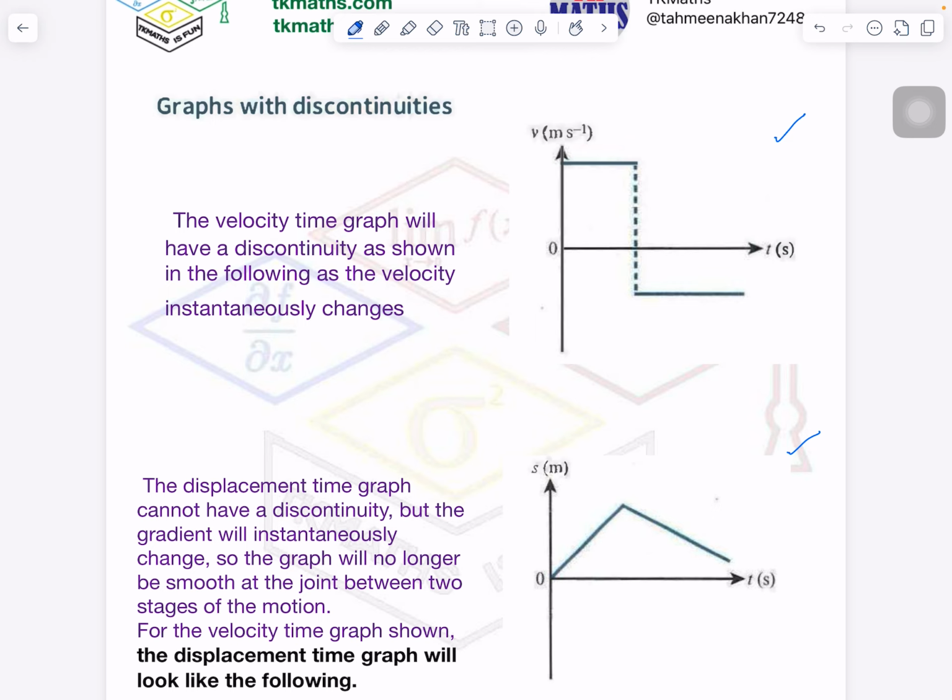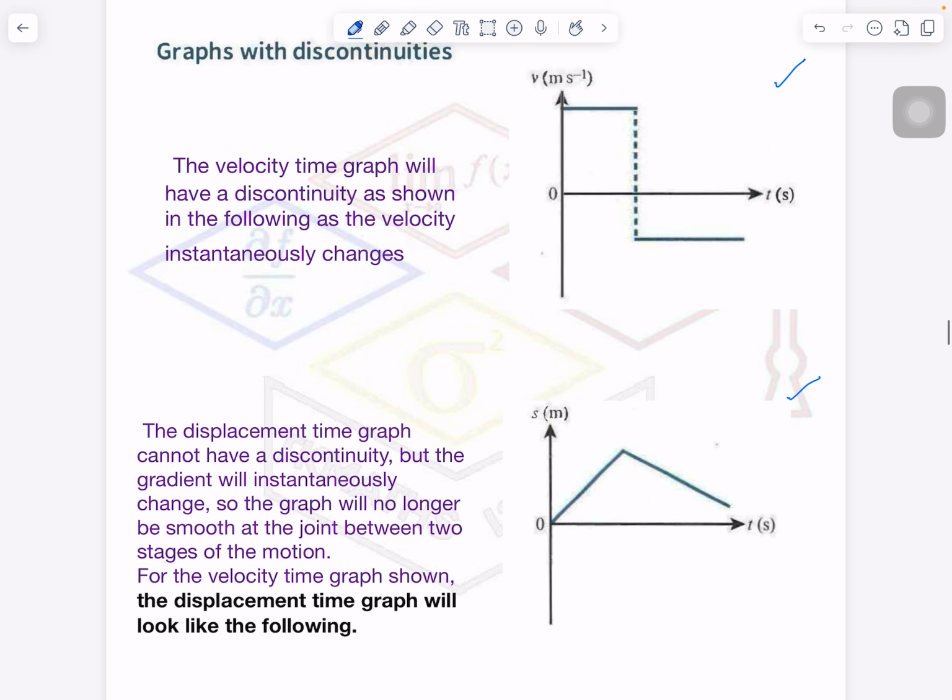You will see in the questions that there is no connection between the two line segments in the velocity time graph. But in the displacement time graph, discontinuity is not possible. There is an instantaneous change in the gradient. So how it happens, what are the situations, we will cover in the 3 or 4 examples. So let's see.